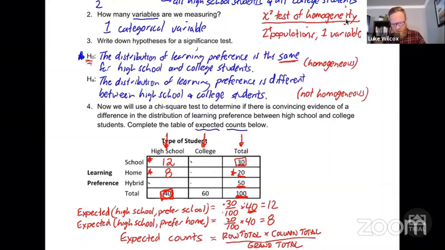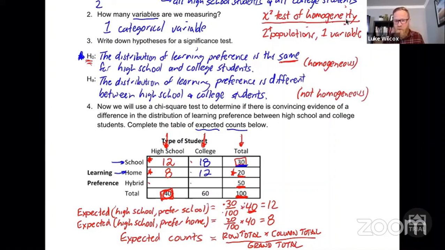But there's a little bit of a shortcut here that I'm going to show you now. And the shortcut is this. Well, we've calculated 2 of the expected values already. The rest of them are going to be really, really easy from here. And here's the reason why. If I just look at the first row, which would be the row of those that prefer school, I know there has to be 30 total. And I know 12 of them come from the high school. Doesn't that mean that the other 18 have to come here? Just 30 subtract 12? And can I do that same thing in the next row? I know I have to have 20 total, and I already got 8 from high school. So that's telling me this expected count should be 12.